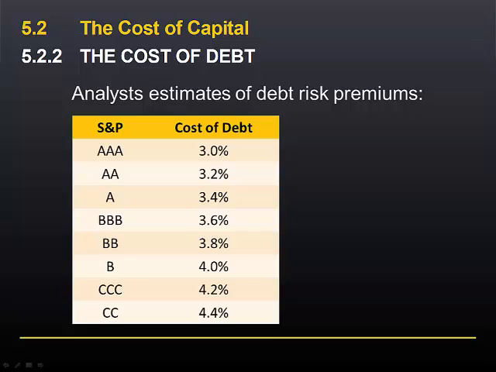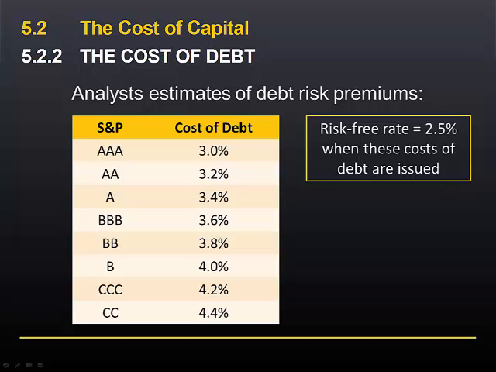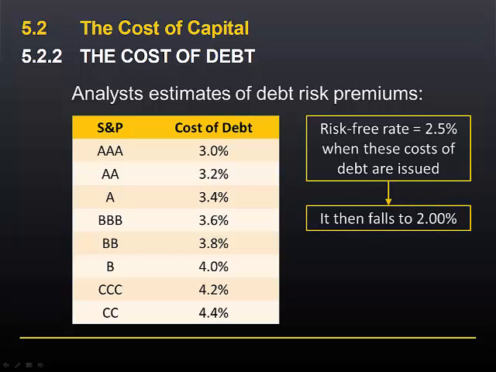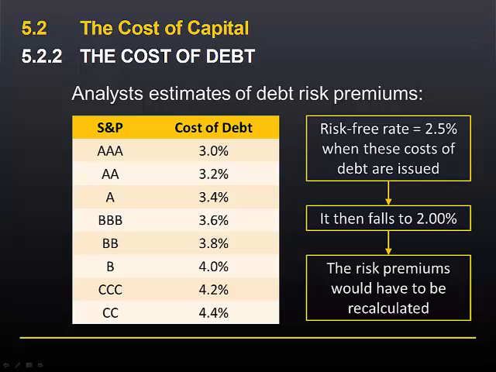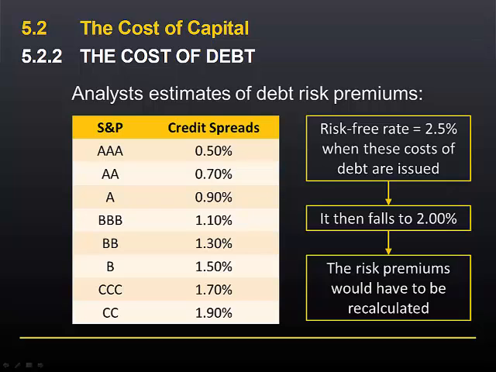There is one problem with this approach. The cost of debt of 3% implies a certain risk premium over and above the risk-free rate. Suppose the risk-free rate is 2.5% when these costs of debt are issued. If it then changes, for example, if it falls to 2%, all of these costs of debt would have to be adjusted accordingly. To avoid this problem, instead of issuing outright interest rates, as we saw a moment ago, they issue credit spreads, which is the risk premium over and above the risk-free rate of return that is implied by a firm's cost of debt.